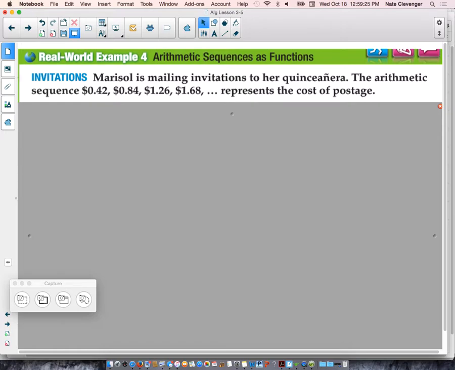Marisol is mailing invitations to her quinceañera. Somebody say that for me. Quinceañera. Thank you. The arithmetic sequence is this, that represents the cost of postage.